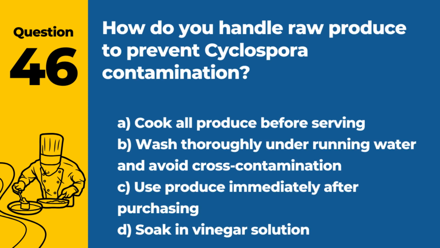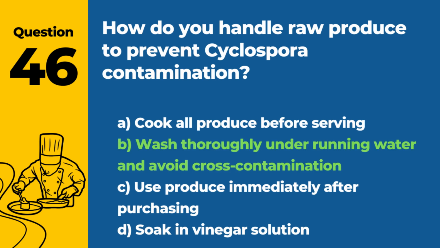Question 46. How do you handle raw produce to prevent cyclospore contamination? A. Cook all produce before serving. B. Wash thoroughly under running water and avoid cross-contamination. C. Use produce immediately after purchasing. D. Soak in vinegar solution.